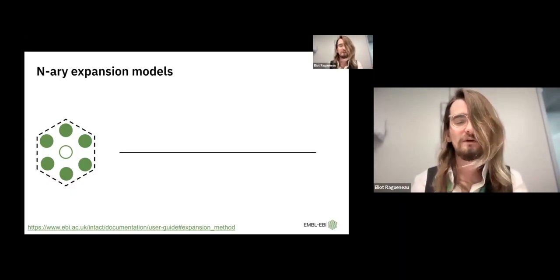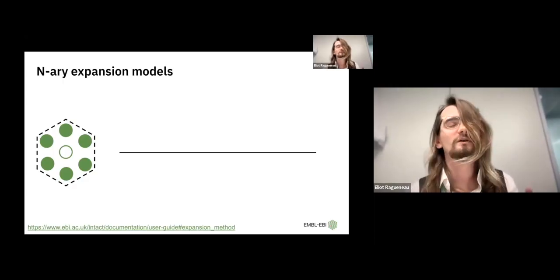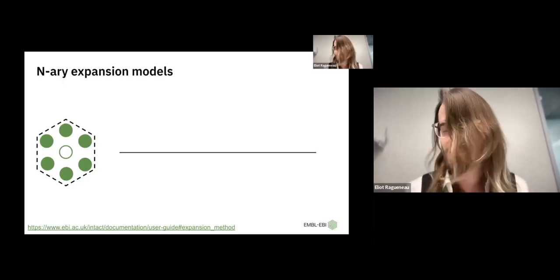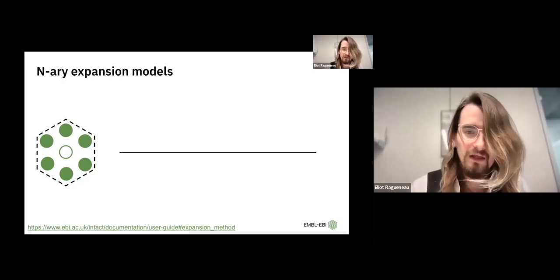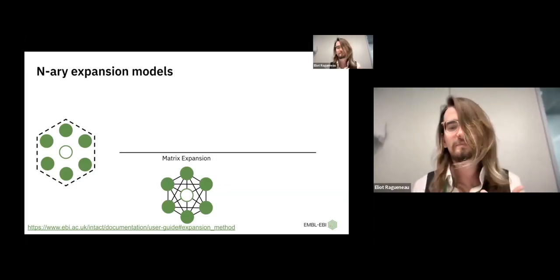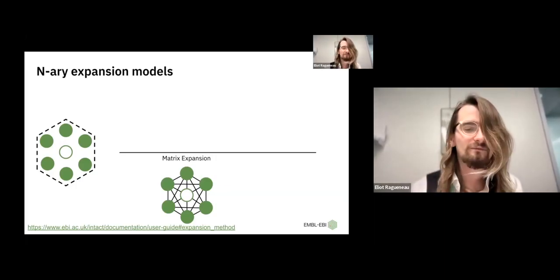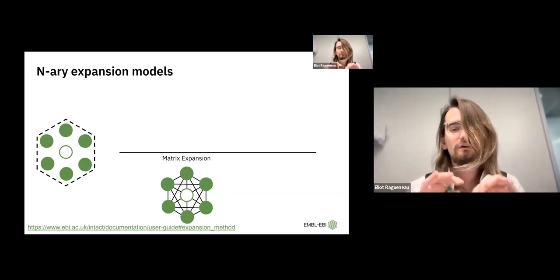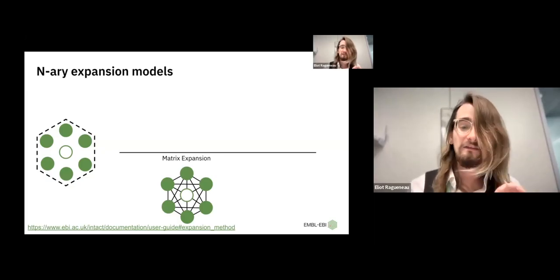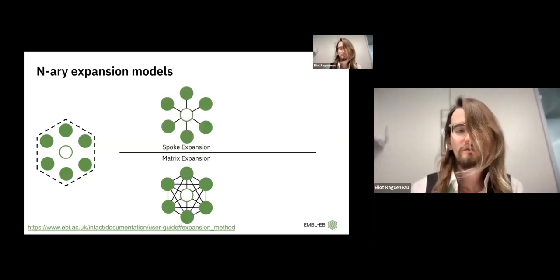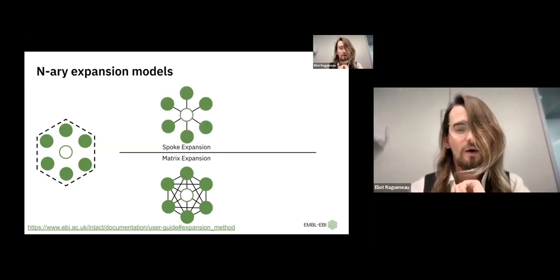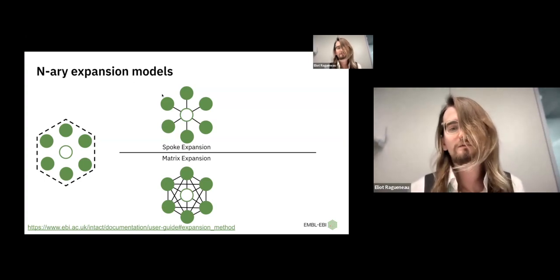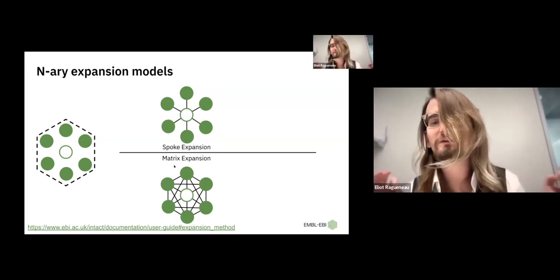So when we have that, we have two ways to model that within a graph theory modelization. The first way is the matrix expansion. Basically, you consider that every single participant is interacting with all the other participants. The other way is a spoke expansion, where you consider that only the bait is interacting with the prey, and you don't consider interaction between the prey.